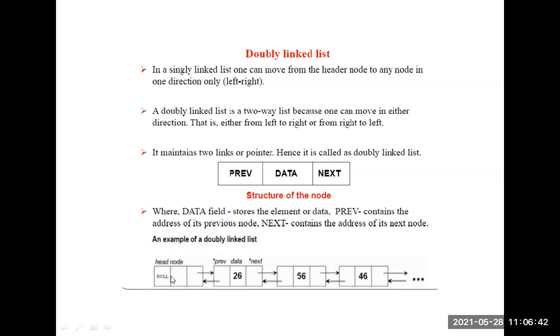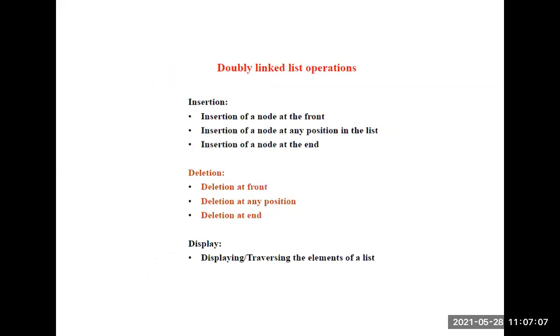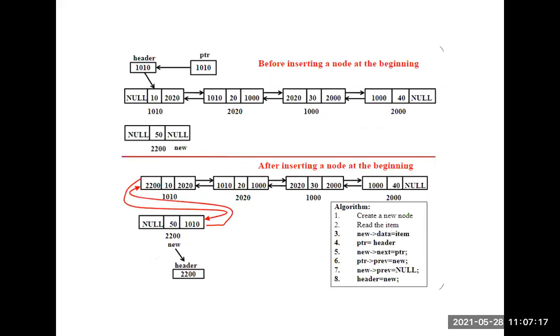If the first node's left link contains null and the last node's right link contains null, we call it a doubly linked list. So there are different operations: insertion at front end, insertion at rear end, and insertion at the middle, just like in a single linked list.